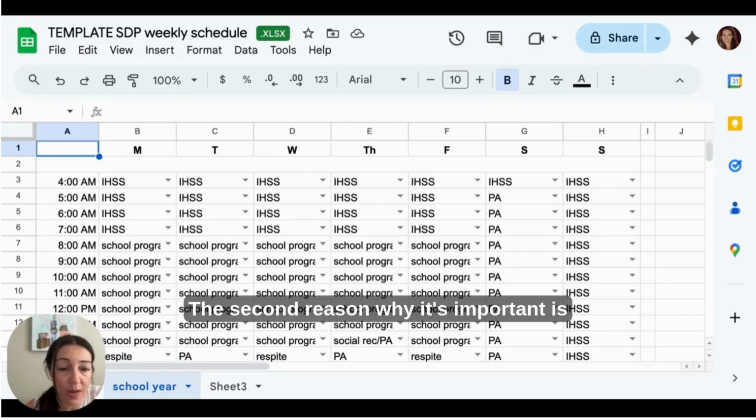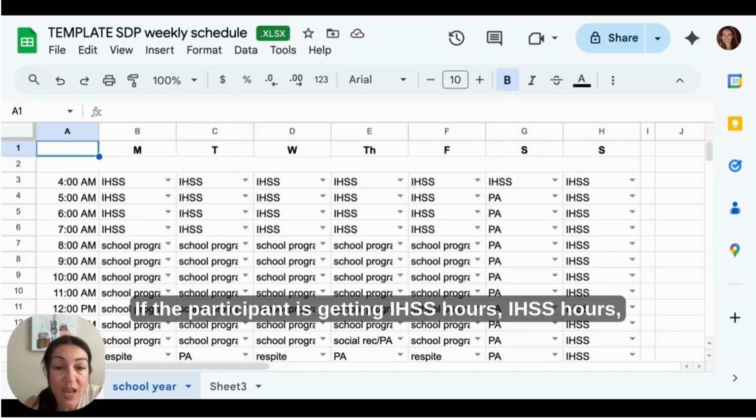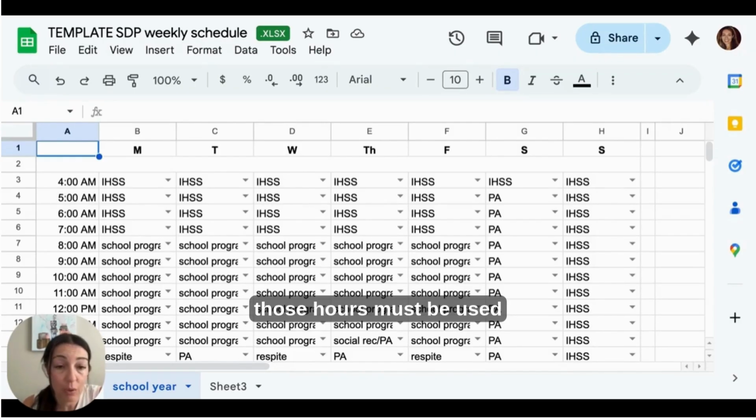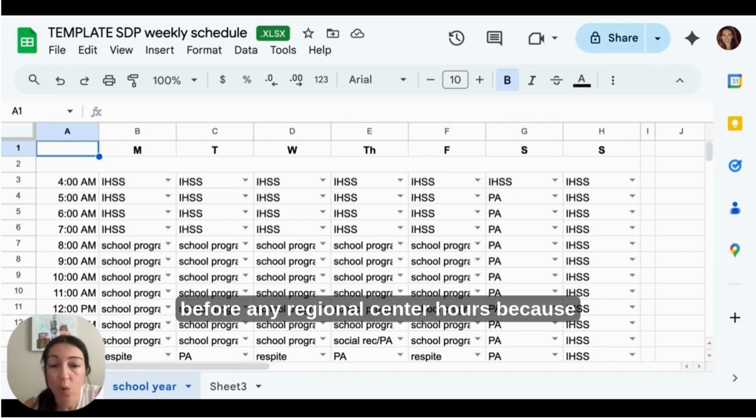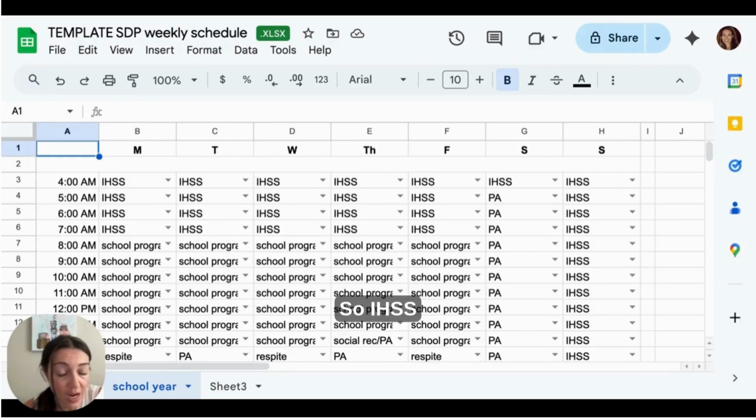The second reason why it's important is because of these IHSS hours. If the participant is getting IHSS hours, those hours must be used before any regional center hours because regional center is a payer of last resort. So all other options need to be exhausted before the regional center kicks in. So IHSS hours need to be used first.